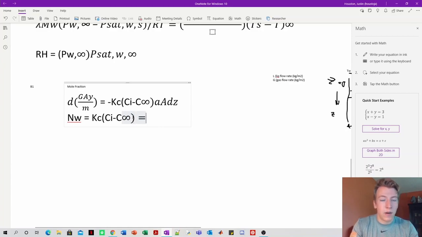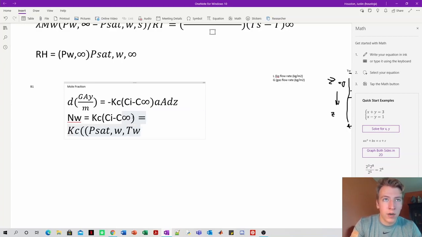Which this is going to be all equal to Kc again times the saturated water vapor of the partial pressure of water at a temperature of the water. And that's going to be minus the mole fraction times the total pressure, and that is going to be all over RT.